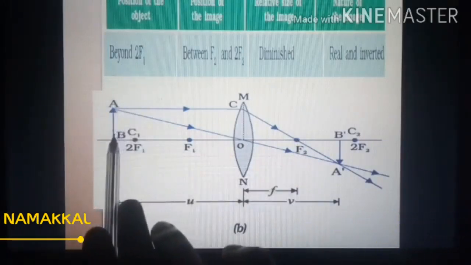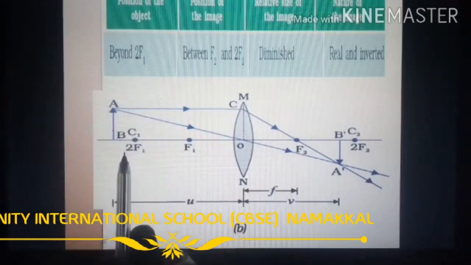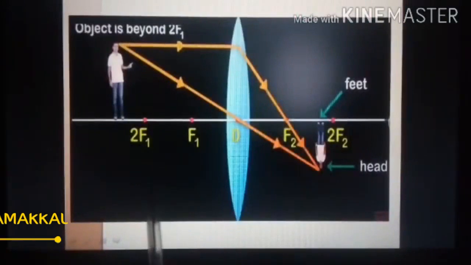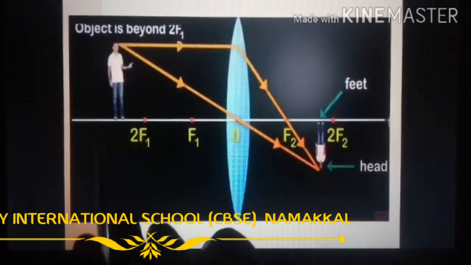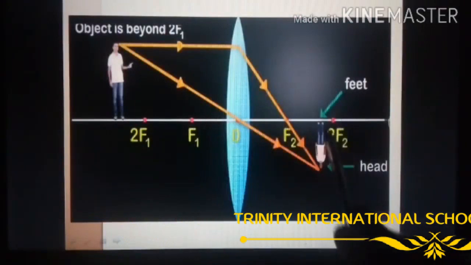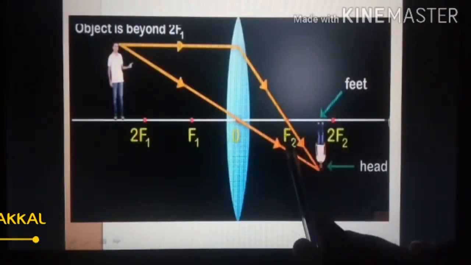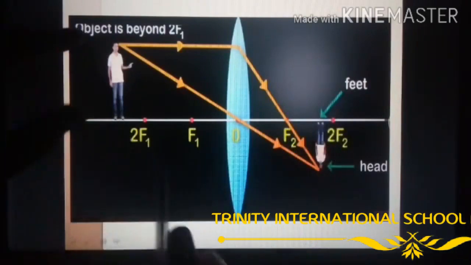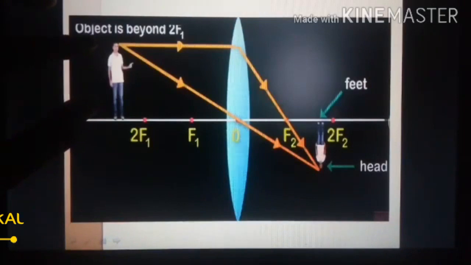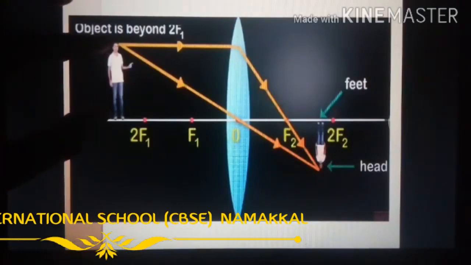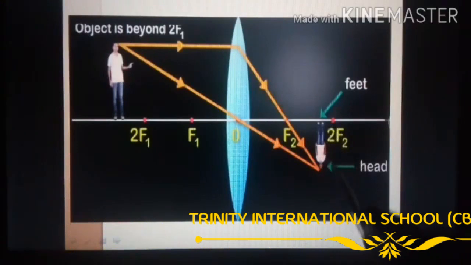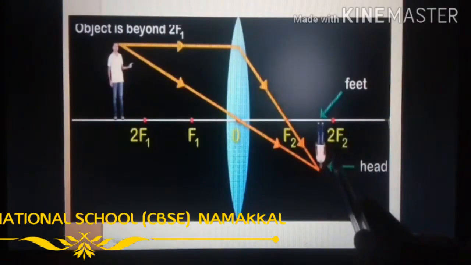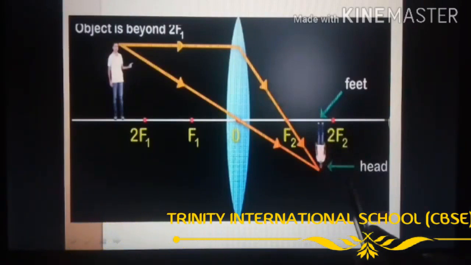In this case, replacing this arrow mark by assuming a man standing in this place, we can obtain a diagram like this. So a man is standing beyond 2f1, and we can obtain the image by using a ray diagram like this. The image is obtained between f2 and 2f2. The image will be diminished. The height of the object is this AB, and the height of the image A dash B dash will be diminished, and it is real and inverted. So this is the second case, and we move to the third case.